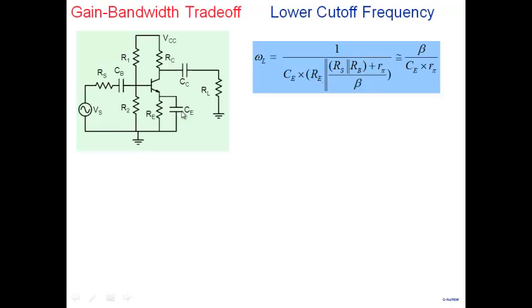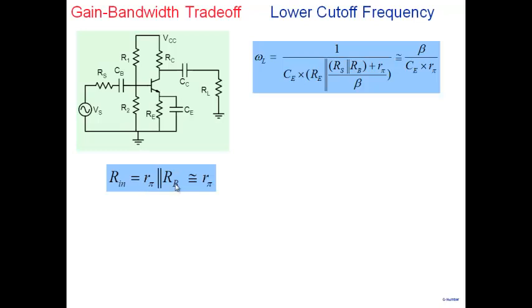Versus RE, typical values of RE are much larger, in the kilo ohms range. So R pi by beta is much smaller than RE typically, so you can neglect it as well. What you are left with is omega L approximately equal to beta by CE into R pi. This is simplified in order to illustrate the trade-off that is there. Rn, we have said, is R pi parallel RB.